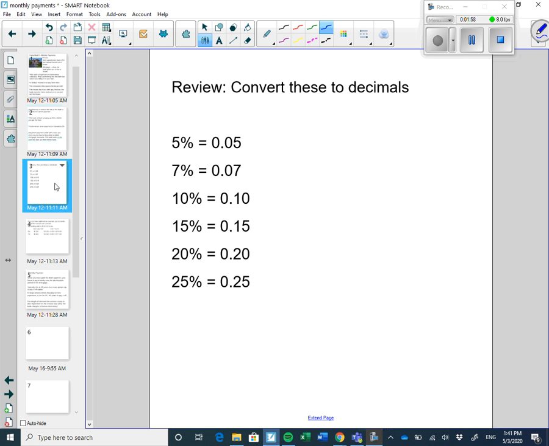Okay, as part of that review, we should remember how to convert percents to decimals. Most people can do this pretty easily. Just move the decimal point 2 places to the left. Keep in mind when you've got less than 10%, there's a 0 in there, right? So if it's 5%, that decimal point 2 places over, it's going to be 0.05, and 0.07 and so on.